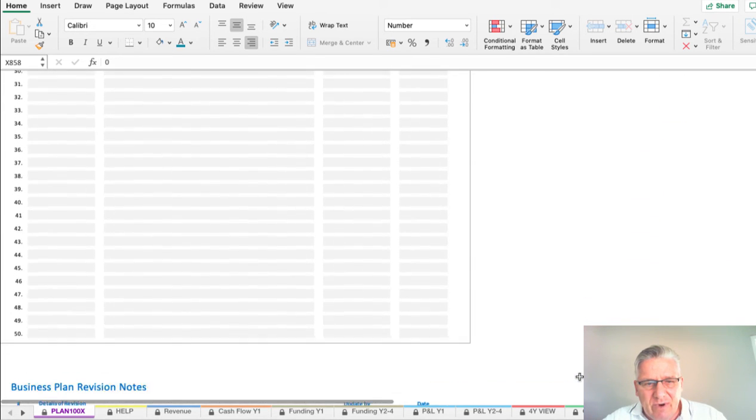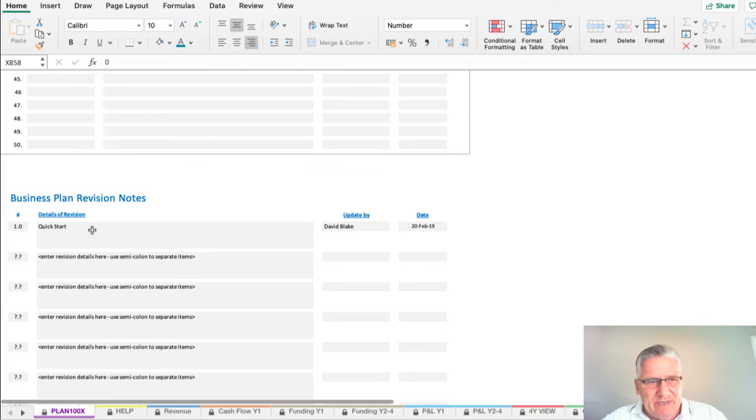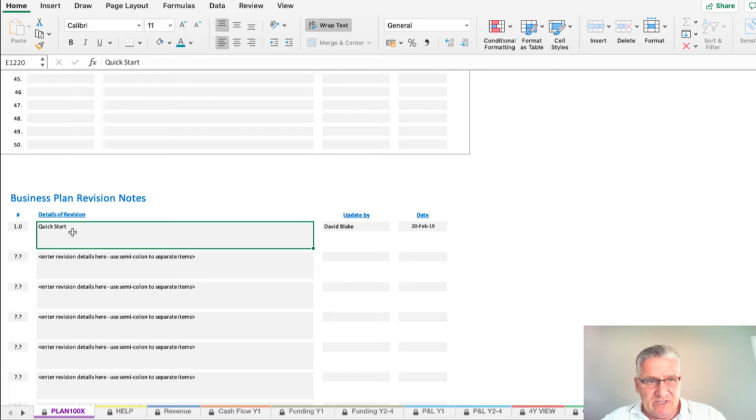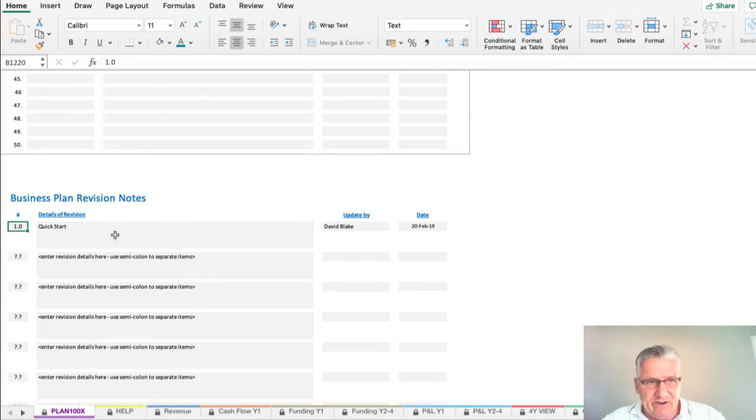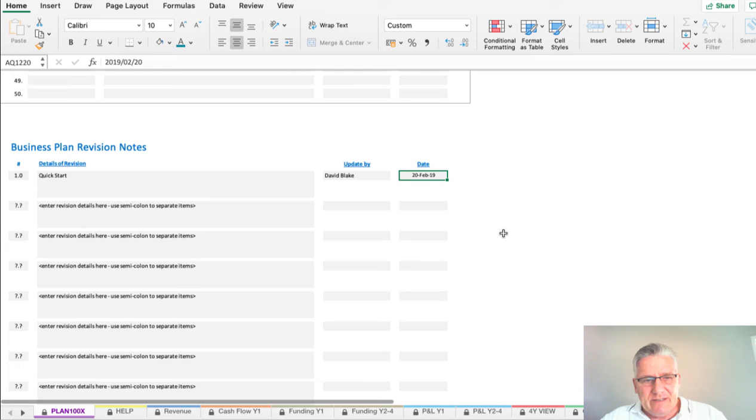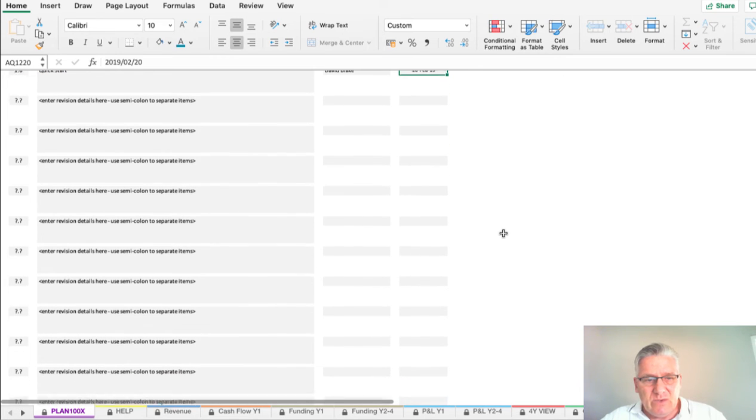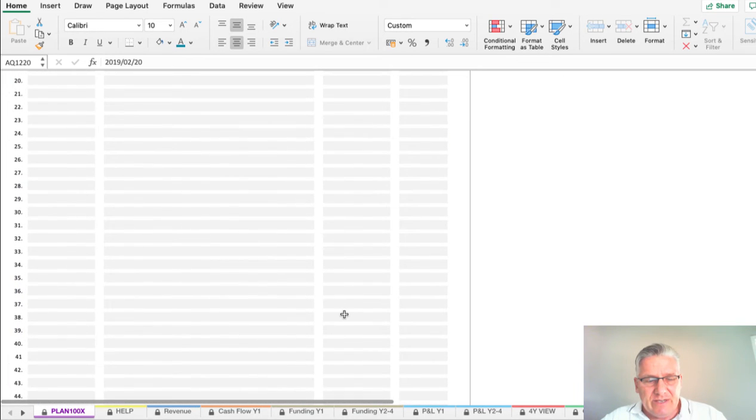At the very, very bottom of it all, this doesn't print out, by the way, this is just sitting at the bottom of the tool, is a note of all the revisions. So we said we're on revision 1.0. This is the quick start. Our name is David Blake, and that's the date that we did it. So that is the tool. What we're going to do now is move on to the various different outputs, the graphical outputs, and let you have a look at that.